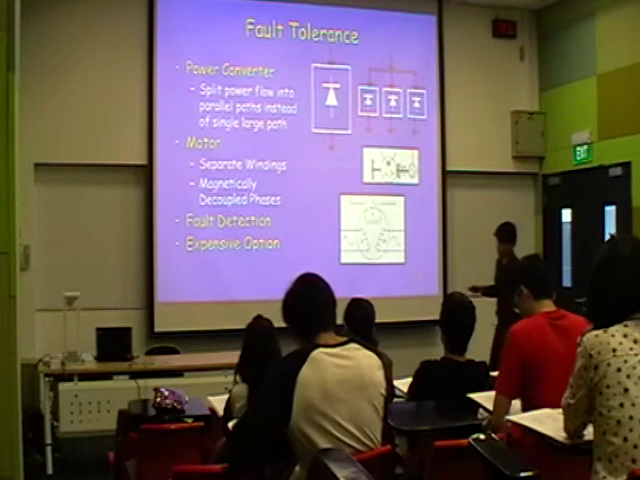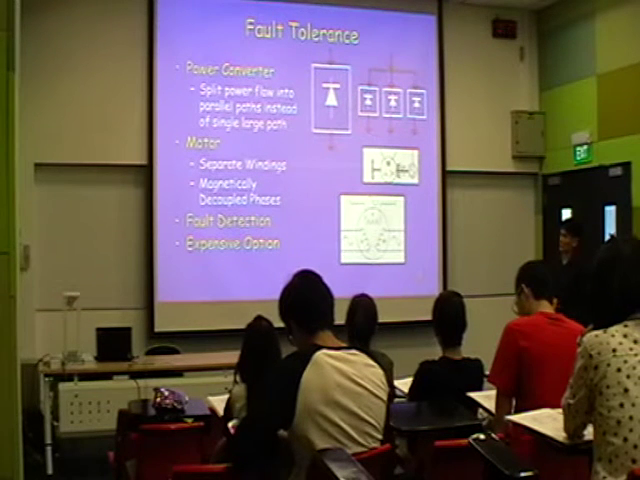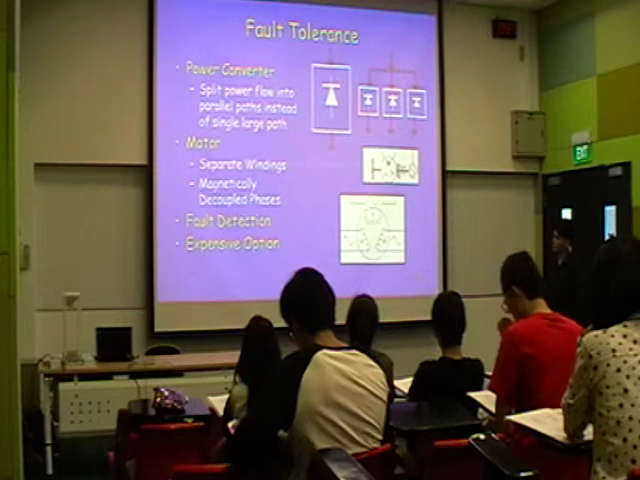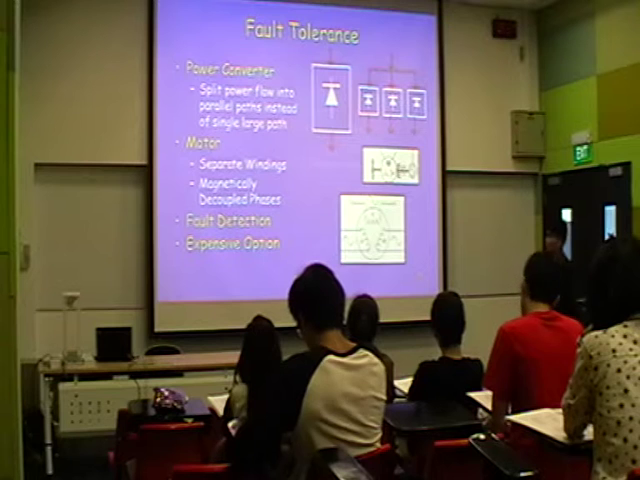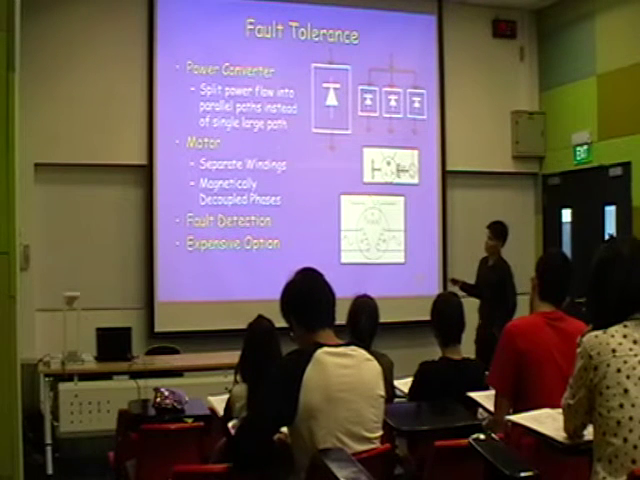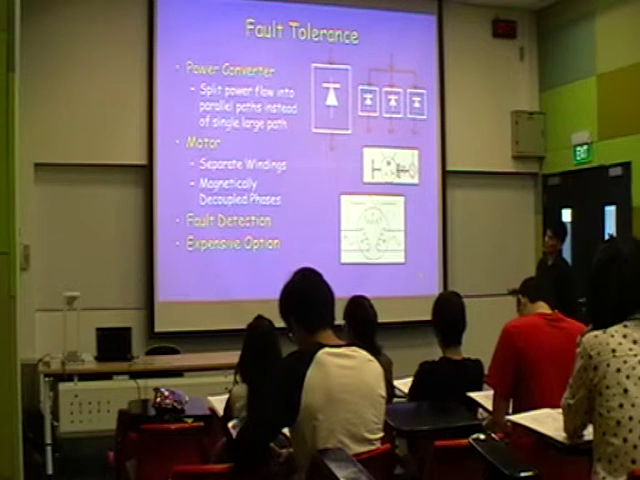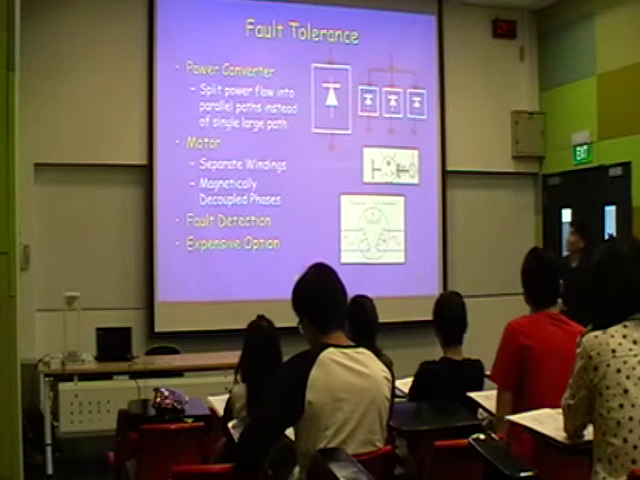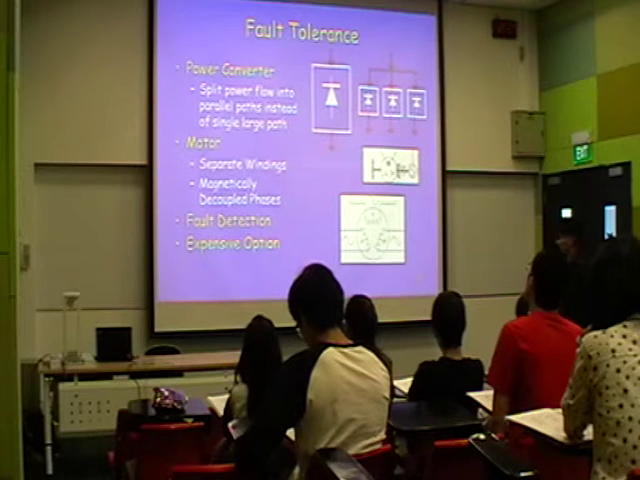Some of the motors have separate windings, just in case the main winding is not working. This is not very obvious to you, but when you size the motor or buy a motor, you have to ask whether it can still work in case of a fault. Do you have the separate windings and so on?